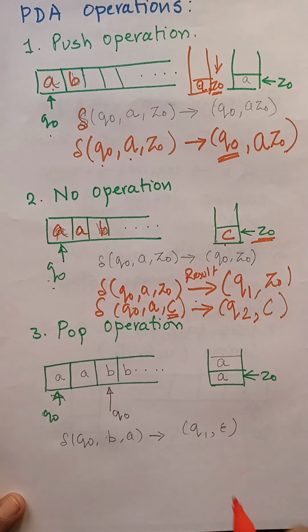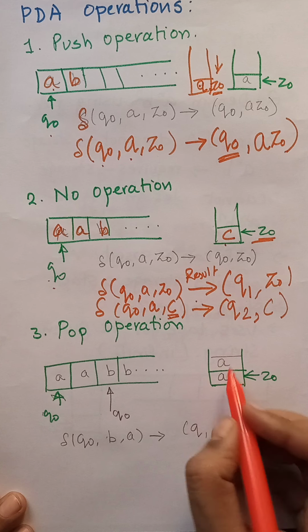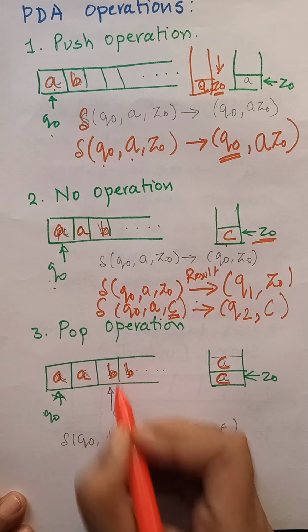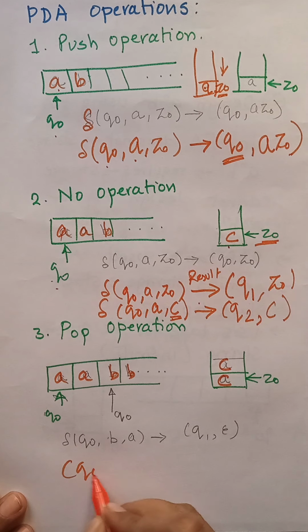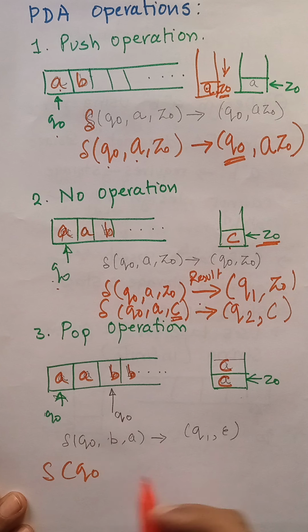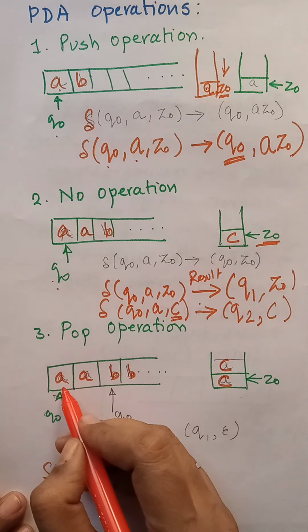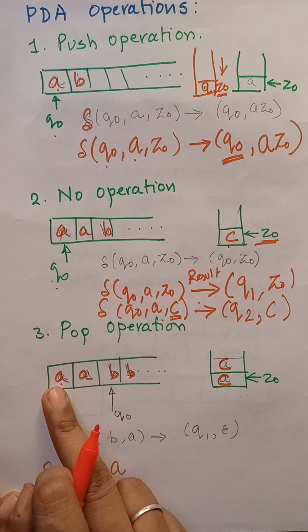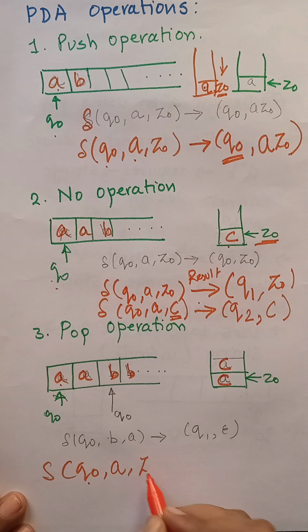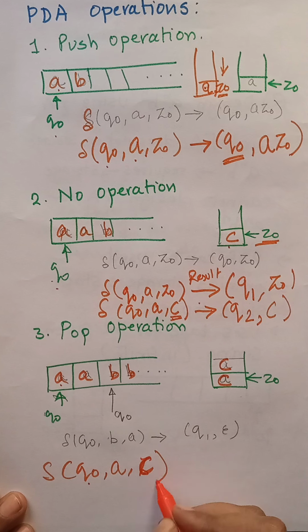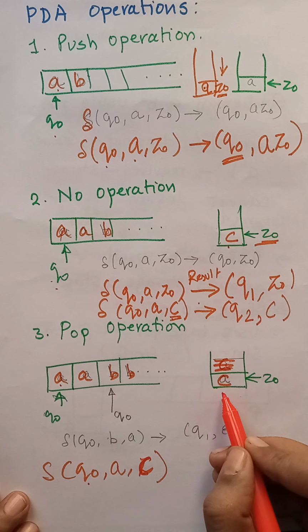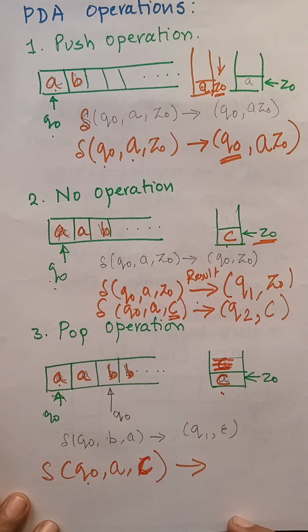Now we'll move to the pop operation. In the pop operation, again suppose this c is present here, and here we are having the string a b b. So what we can see is we have to write that q0 is the initial state, the state which is pointing to the tape symbol. a is pointed to by the tape. What is present on the top of the stack is c. So here the top of the stack is represented by c, and what I want is the pop operation.